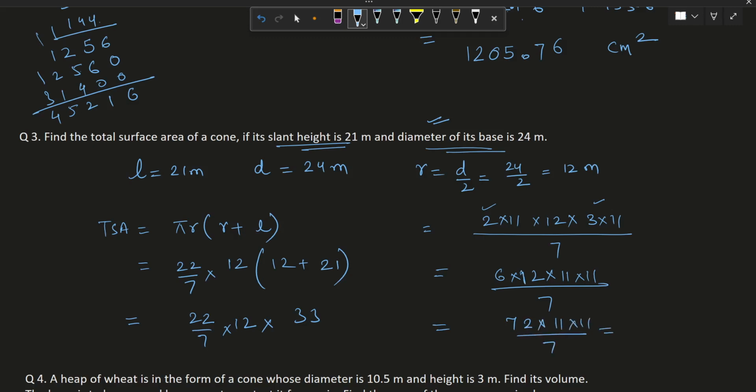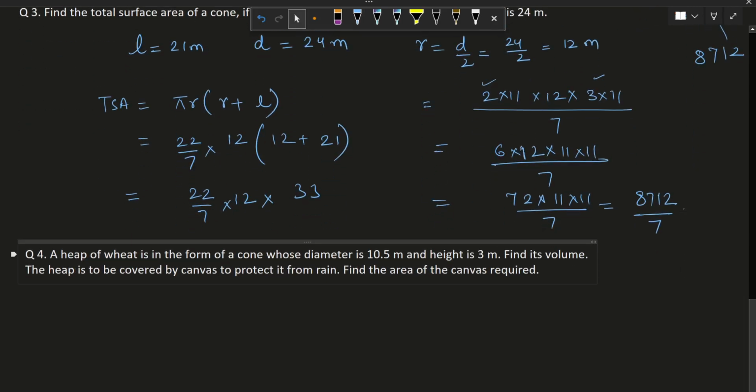So what's 72 into 11? When you multiply any number by 11, what is the rule? You just have to add the numbers. Keep the last digit as it is, 7 plus 2 is 9, and then 7 as it is. Then this with 11 will give you 2, 9 and 2 is 11, 1 goes carry over. So 9 plus 7, so 1 is carry over, so it's 17 and 1, 8. 8712 divide by 7. That will be your answer. Divide it. So it will be how much approximately when you divide it?